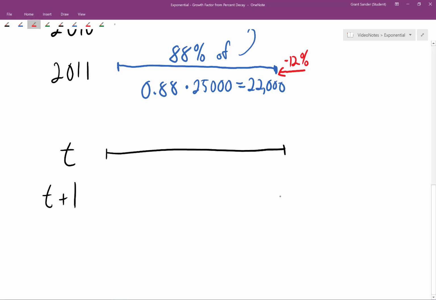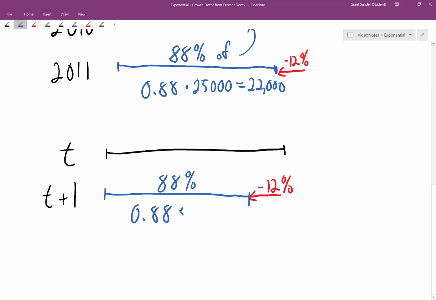So we know again that the value of the car decreased by 12%, so a change of negative 12%. And then the new value is the original value minus the 12%, which is 100% minus 12%, and that's 88%. And therefore, the value of the car in t plus 1 years after the beginning of 2000 is 0.88 times as large as the value of the car t years after 2000.